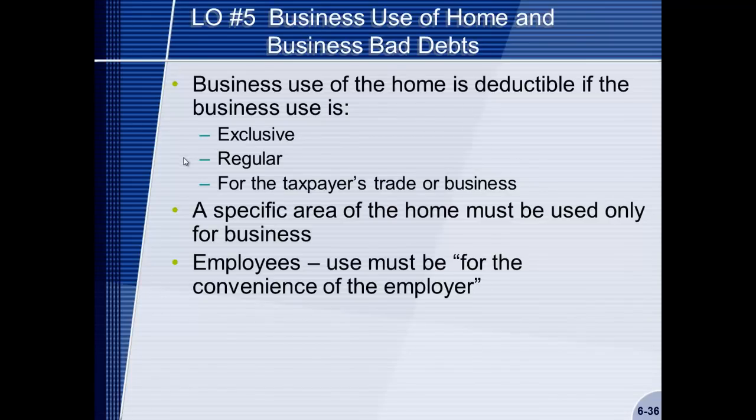So business use of the home. If I'm going to work out of my home, then I could use business use of my home. And business use of your home is deductible if the business is exclusive, regular, and for the taxpayer's trade or business. A specific area of the home must be used only for business. Employees must be for the convenience of the employer. So if I have an employee working at my home, it must be for the convenience of me.